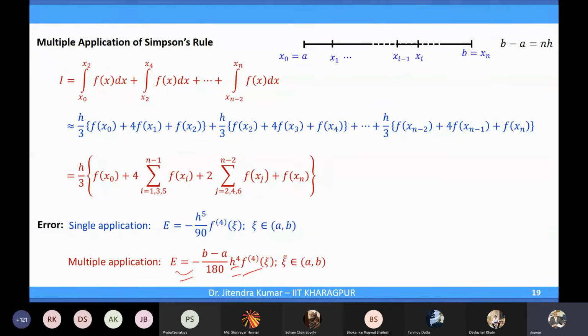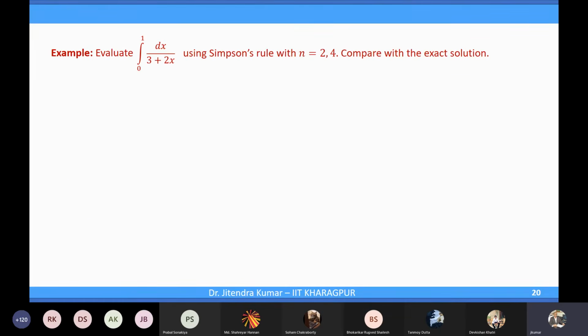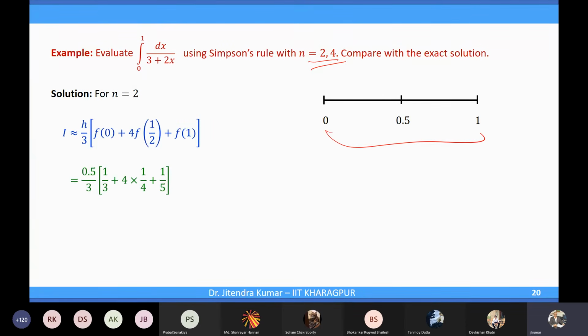We want to evaluate this integral of dx over 3 plus 2x, the same case, and compare with the exact solution. Take n equal to 2 and 4, the same like earlier. So n equals 2 means this one. We will have just a single application of Simpson rule. So you have f(0), 1 by 3, then 4 times the f(half), and then the f(1). So once you do that, 0.2556 will be the value.